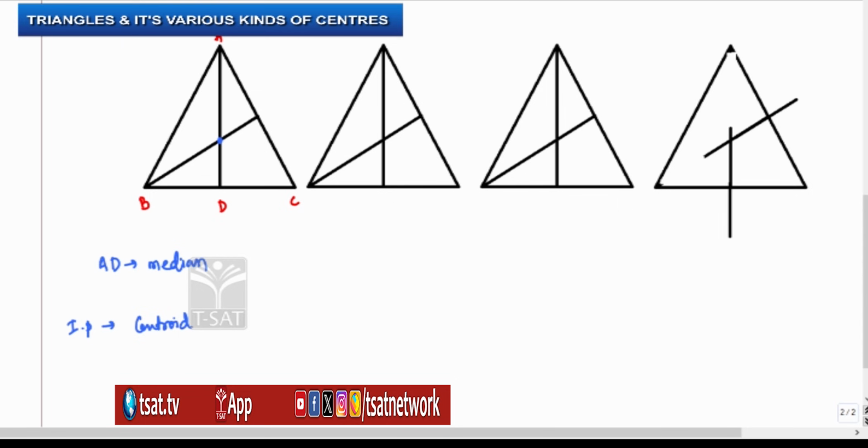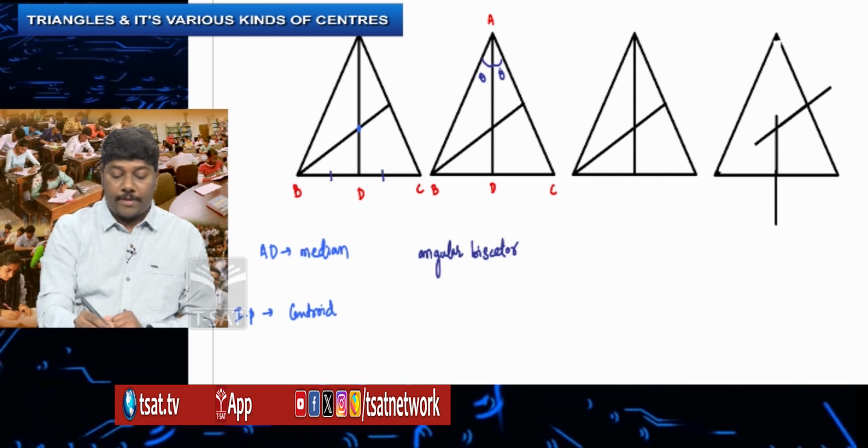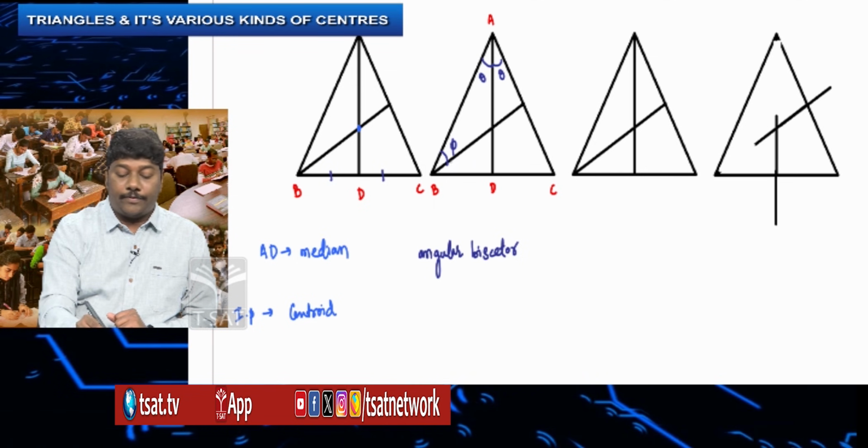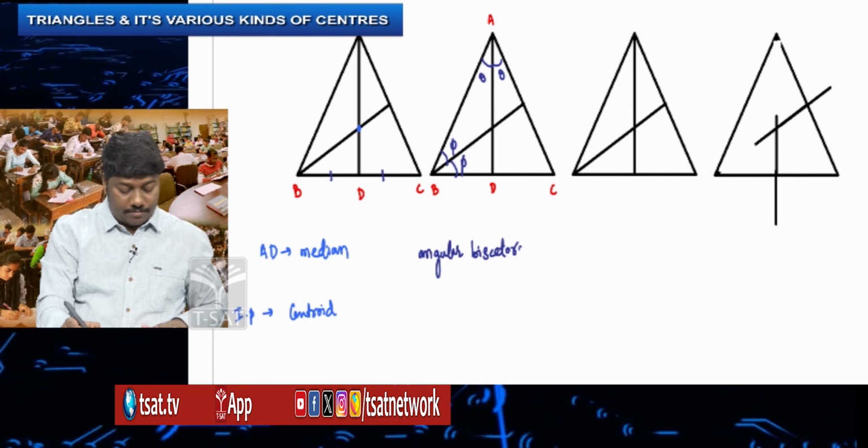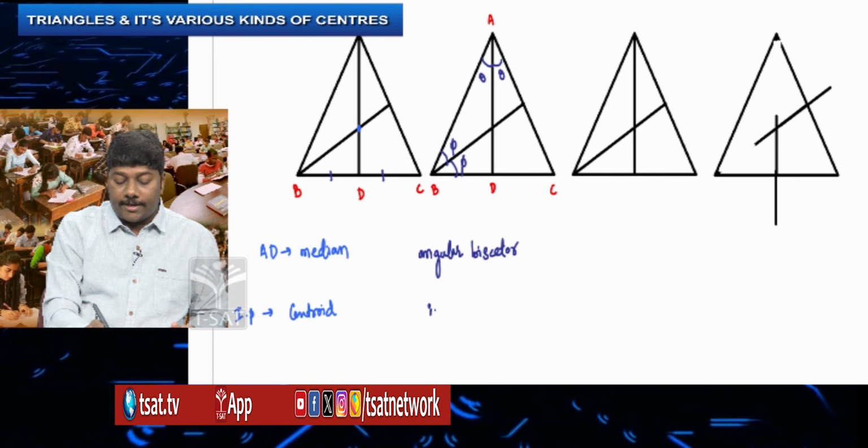Now look at the second figure. Here AD, I call it an angular bisector. In the second figure, AD is an angular bisector. In the first figure, AD is a median which divides the opposite side. Here it divides the angle. So these two angles are the same, theta and theta. Here this is phi, this is phi. The intersection point of angular bisectors is the incenter.